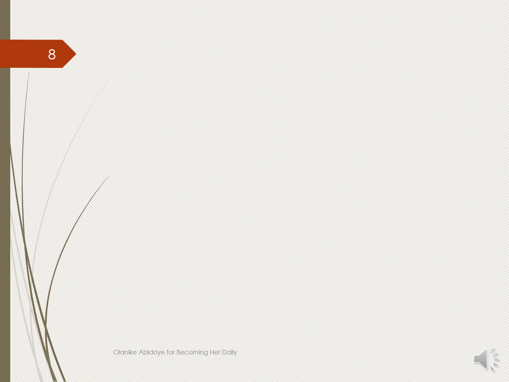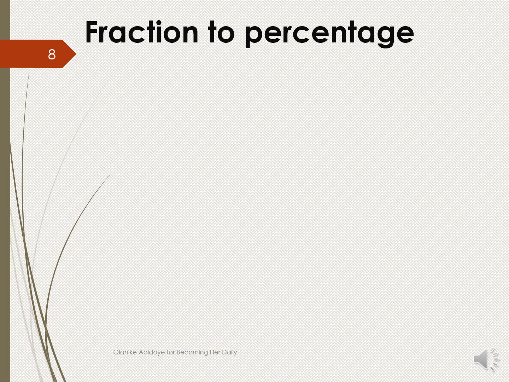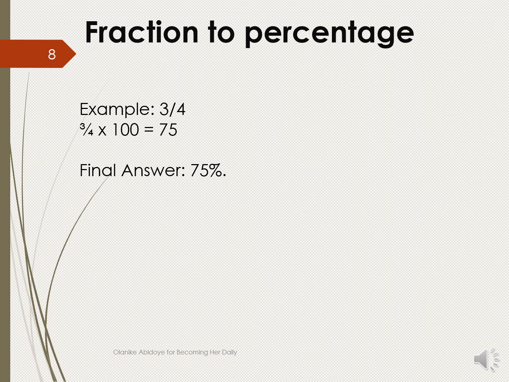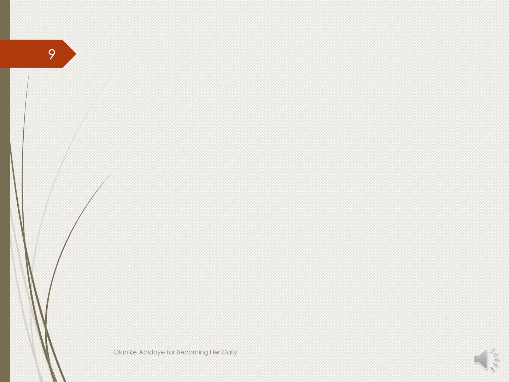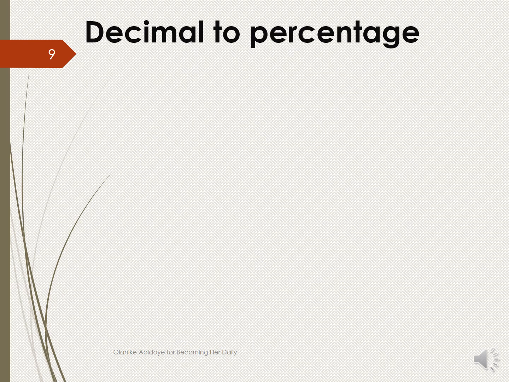The next one is fraction to percentage, and that's just like when you have 3 over 4. To change to percentage, you just multiply that fraction by 100. That means we have 3 over 4 times 100. Then, how many 4 in 100? That would be 25. Then that would be 3 times 25 to give us 75%.